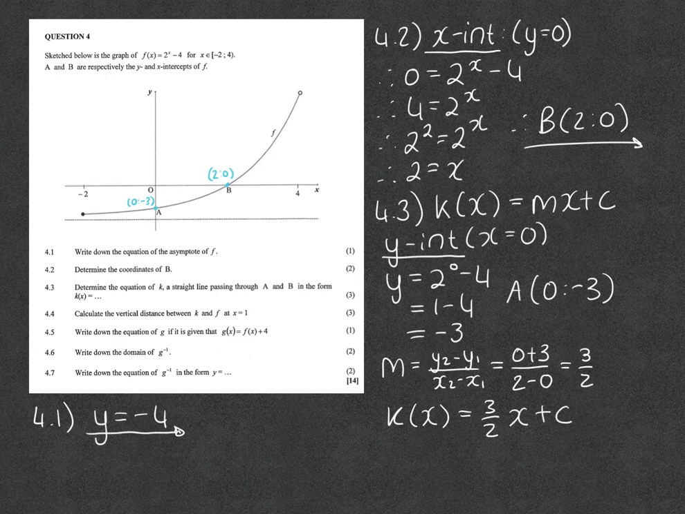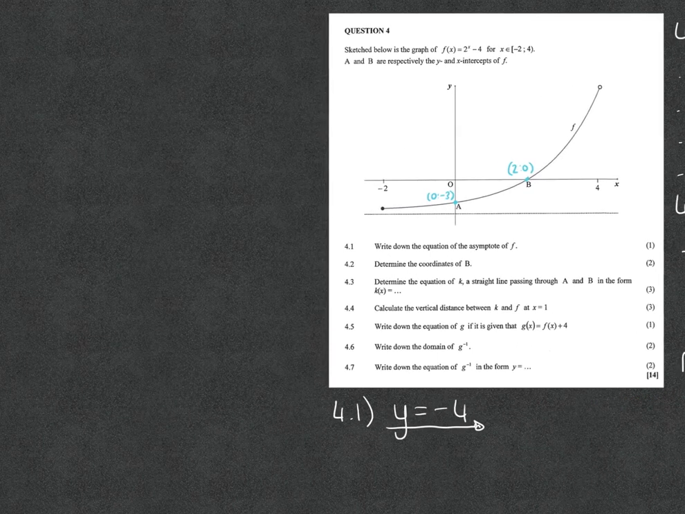Now, everybody, plus c is our y-intercept. Do we know where this graph is cutting the y-axis? Yes, at A. So basically it means that the exponential graph and the straight line graph share the same y-intercept, so we don't have to do any working out. We can just say 3 over 2 x minus 3. And that is my straight line equation of k of x. Okay, awesome, fantastic. Let's move on.